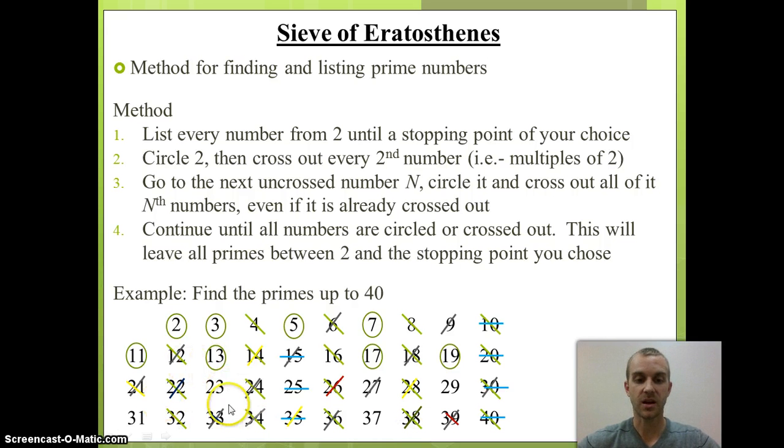Now what I recognize is that at 23, if I go to the 23rd item, I'm beyond 40. So every number that is not crossed out at this point is prime. And there's my list of primes between 2 and 40.